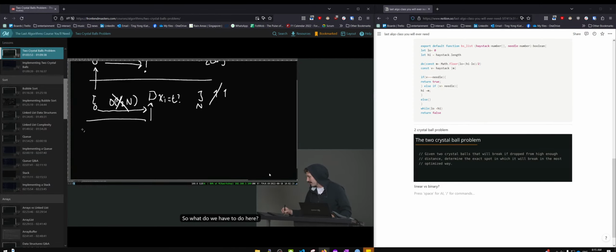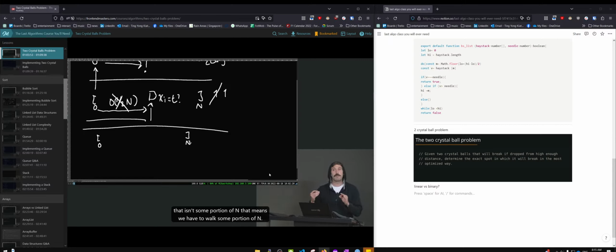So what do we have to do here? Well, the reality to the answer is that we need to jump in such a way that isn't some portion of n, because that means we have to walk some portion of n. We need to be able to jump by a fundamentally different unit. Does that make sense? Normally in binary search, we'd cut the space in half. That makes it really efficient. But in this case, we're jumping, so we need to do something different.